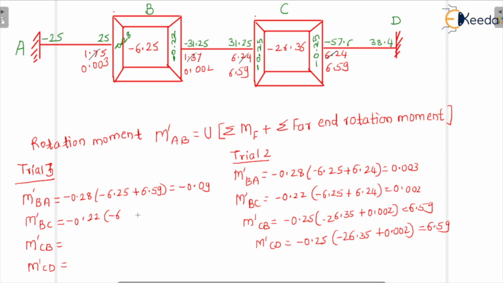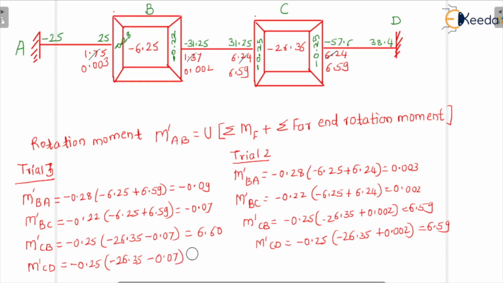Then minus 0.22 into minus 6.25 plus 6.59, so we get it as minus 0.07. Then m dash of CB is minus 0.25 minus 26.35 minus 0.07, so we get 6.60. And m dash of CD is minus 0.25 minus 26.35 minus 0.07, so we are getting 6.60. Okay, so this is our third trial.